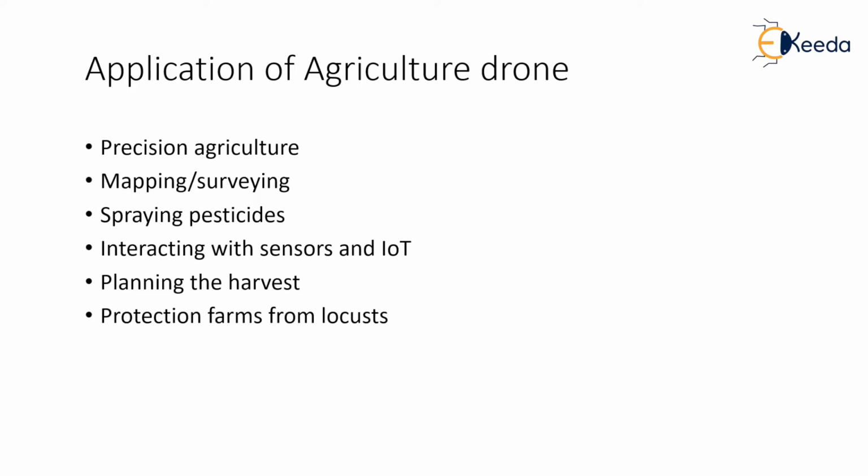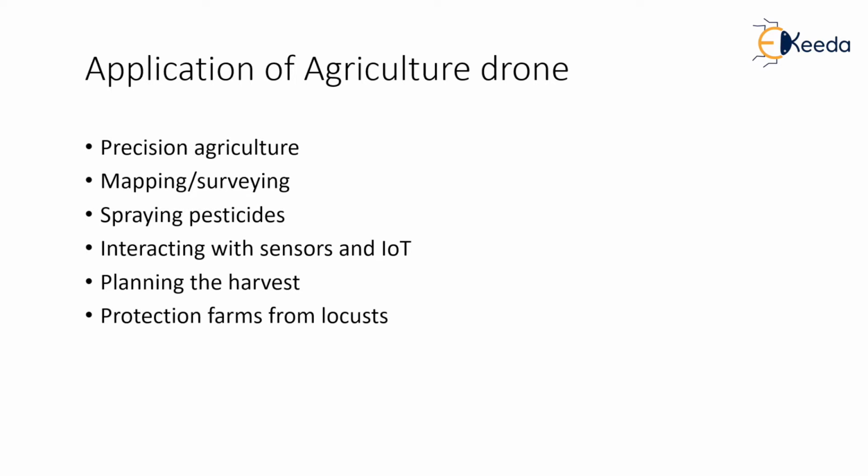In some use cases I have seen that only a particular area of the farm land needs to be sprayed. In that case also you can make the drone entirely automated by marking that area, and the drone flies over it spraying the pesticide. So spraying is one of the most important use cases of drones in agriculture.